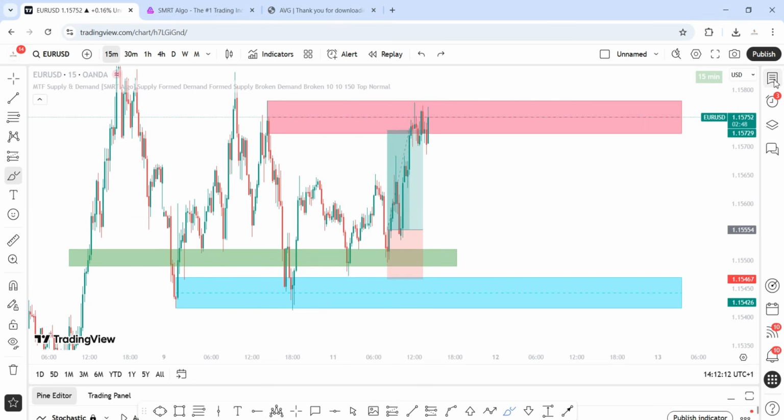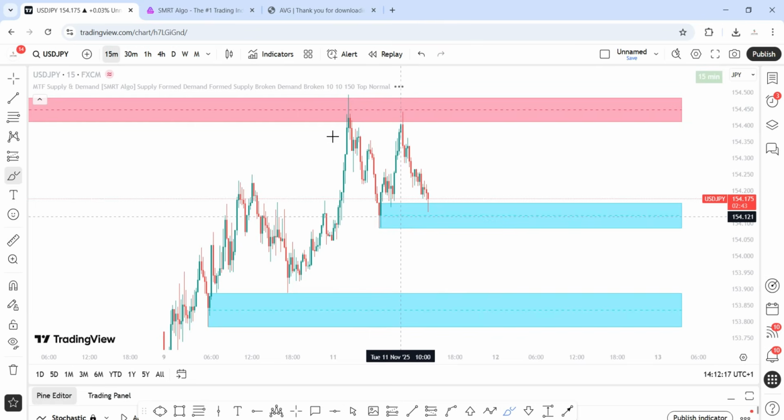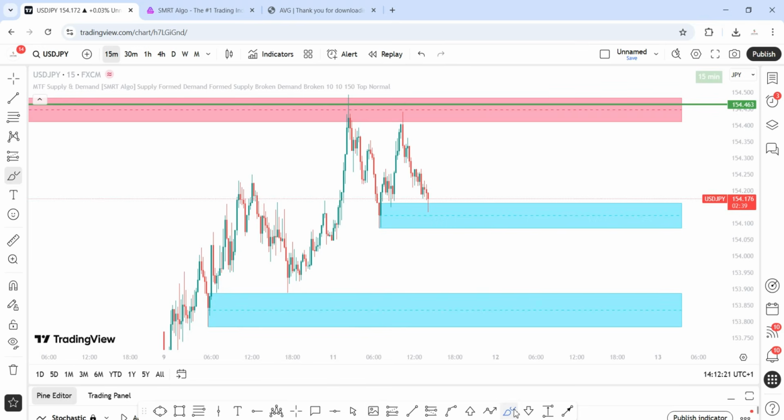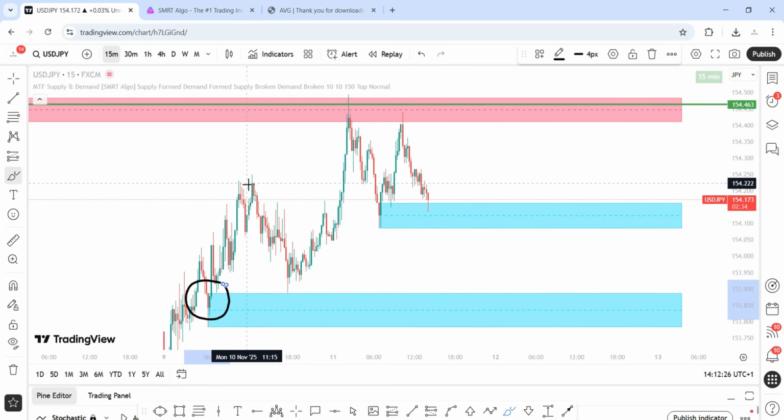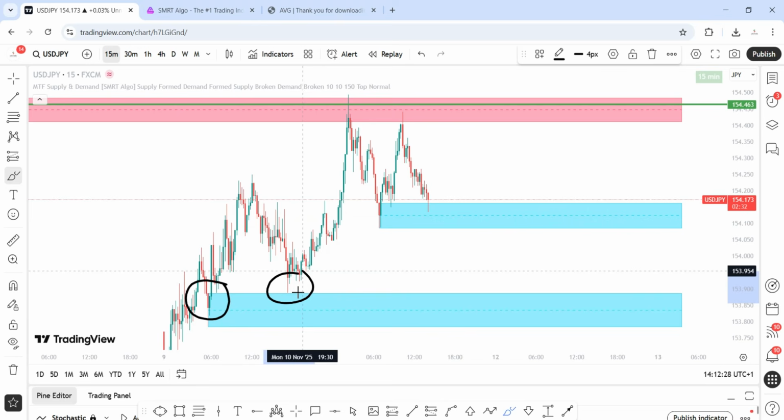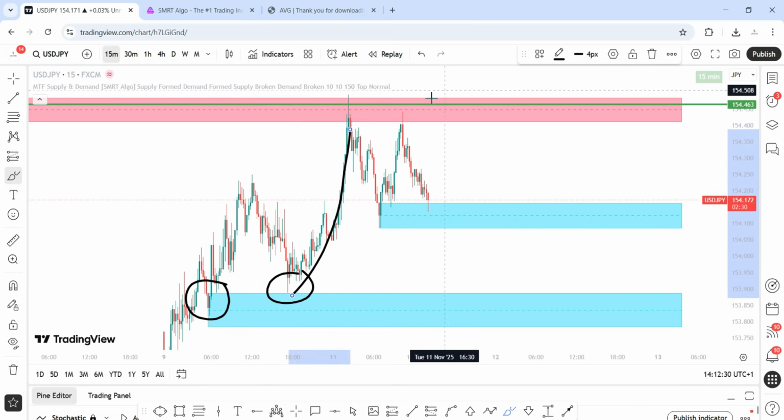Let's take a look at USD JPY. Now, USD JPY, you can see that historically around here, price created a demand level. When price attempted it for the second time, see how price bounced off, and then of course if you took this trade, money was made if you are using this indicator.